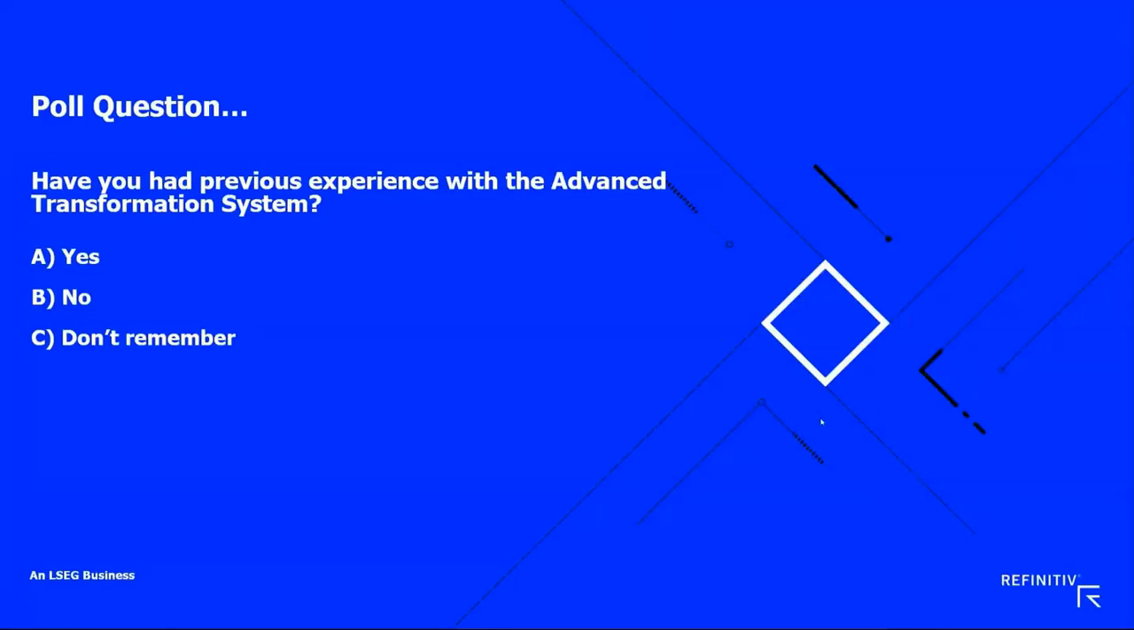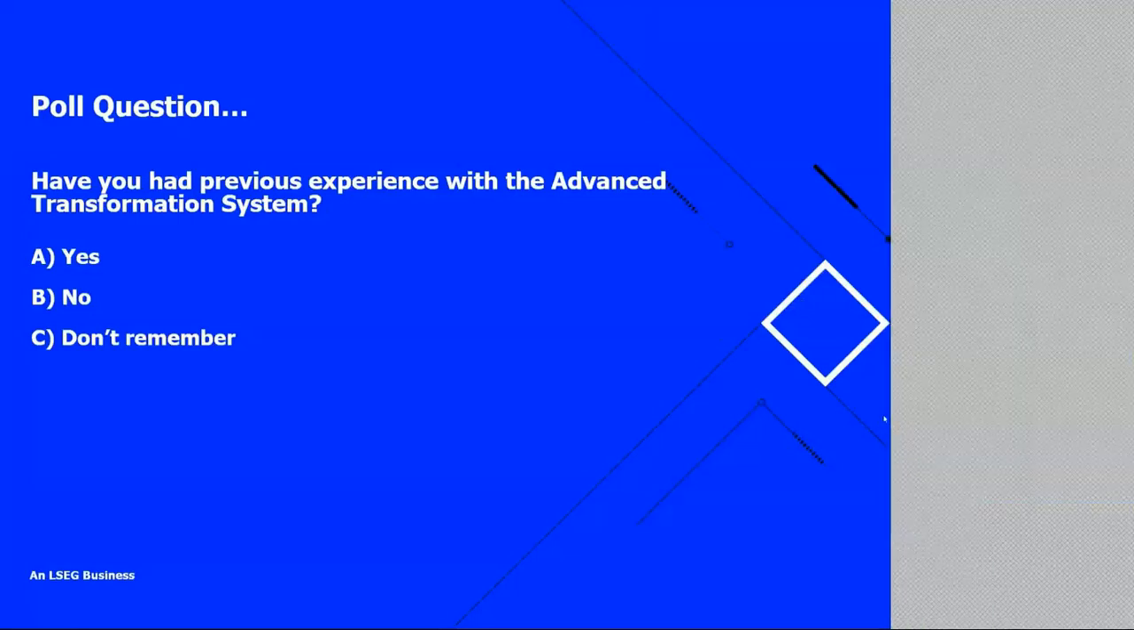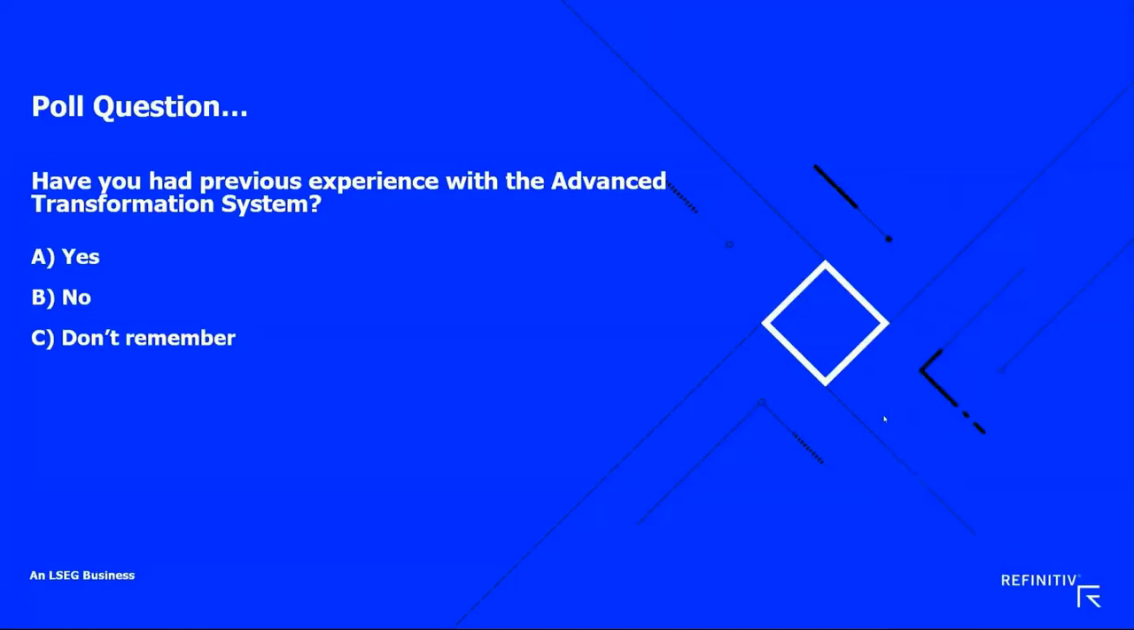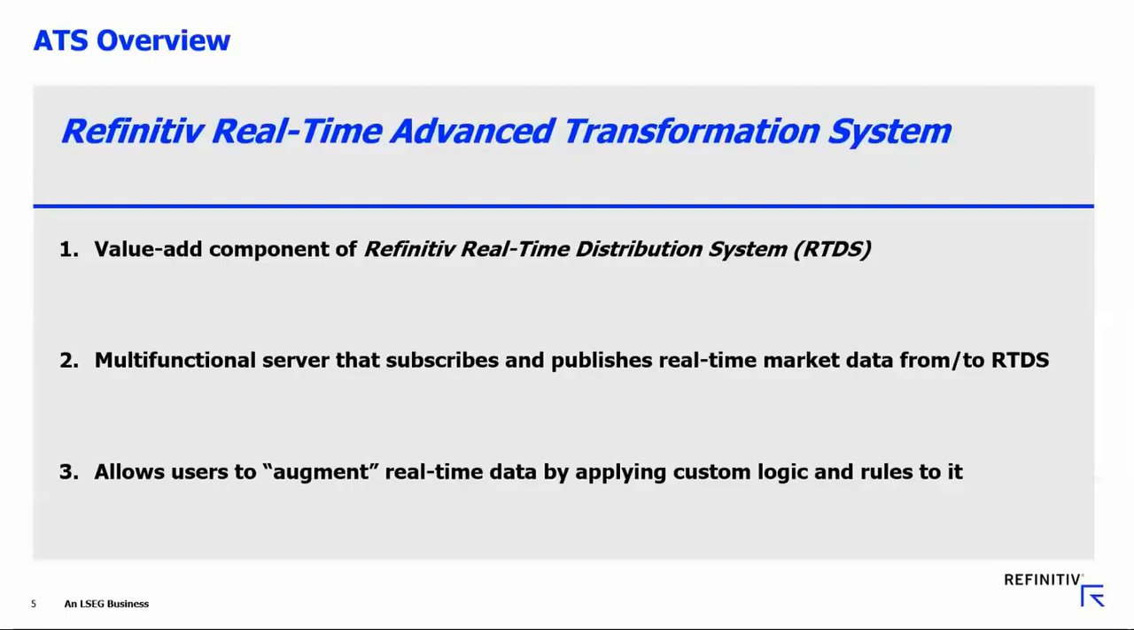Okay, so for the poll results, it seems like we have about 50% of the audience are familiar with and have had experience with the ATS. So I think that's helpful, especially in regard to new features that will be especially relevant to you in our audience. If you need to close the poll section, hit the top right-hand corner to close that polling. Now actually over to Vesna.